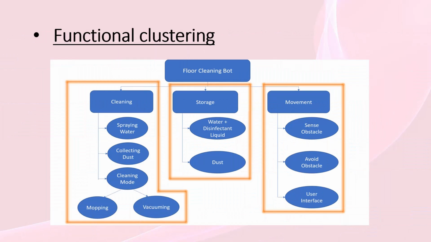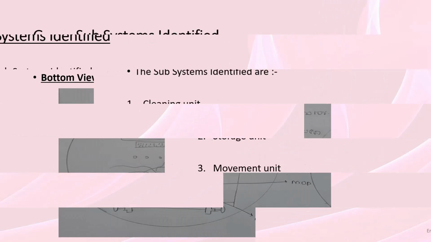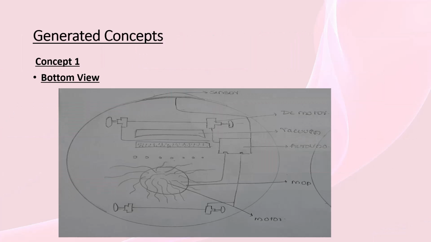Now, when we clustered the functions, we noticed that there were 3 main clusters, namely cleaning, storage and movement clusters. Therefore, we were able to identify that the subsystems are the cleaning unit, storage unit and movement unit. Now, let's take a look at the concepts which were generated by me and my teammates.